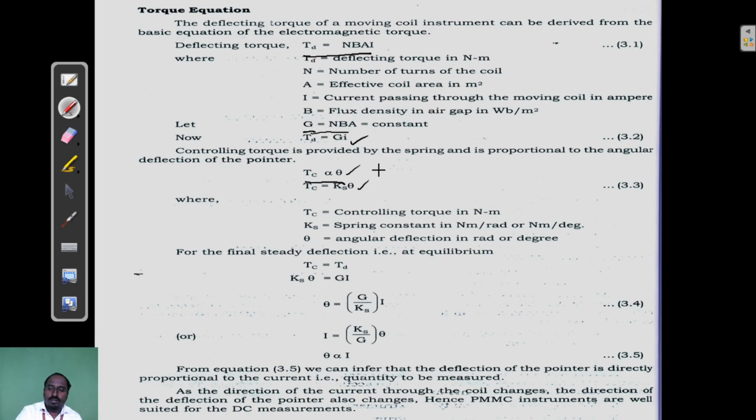So controlling torque in Newton meter: Tc is the controlling torque, Ks is the spring constant in Newton meter per radian or Newton meter per degree, and theta is the angular deflection in radian or degree.